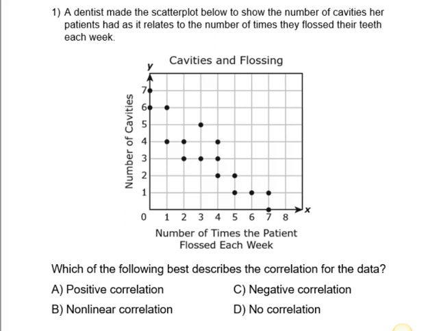So let's look at our scatter plot. For the y-axis, it's the number of cavities from 0 to 7. And for our x-axis, it's the number of times the patient flossed each week, and that's from 0 to 8.